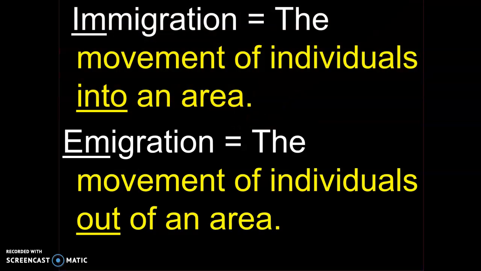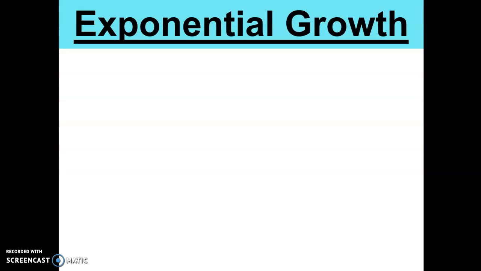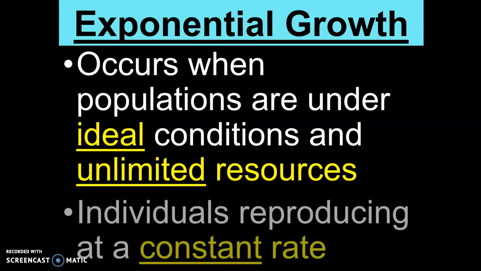Characteristics, make sure you know these vocab words and what they mean. The second part, you learned of types of growth. The first one we have is exponential. This occurs when populations are under ideal conditions and unlimited resources. So, no predators, they have plenty of food, plenty of space. Individuals in these scenarios can reproduce at a constant rate.